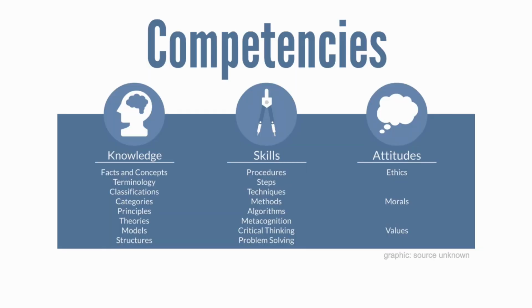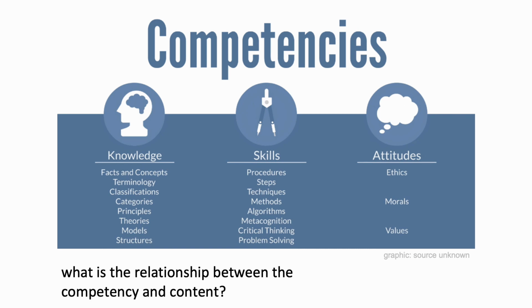What do we mean by knowledge, skills, and attitudes? And what is the relationship between what we normally call content or material and competency? In both technical and pre-university programs, knowledge is characterized by the facts, concepts, theories, principles, models pertaining to the discipline. And skills in technical programs are usually the procedures, techniques, methods, and for example, in pre-university programs, they're the cognitive or metacognitive processes such as critical thinking and problem solving.